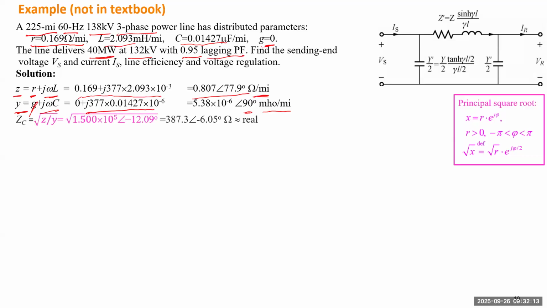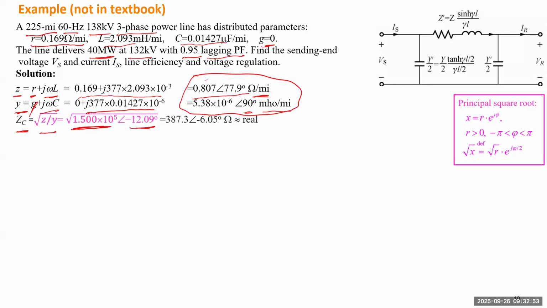First, we calculate ZC. ZC is called the surge impedance, and is defined to be the square root of the division of Z by Y. It's easier to calculate the division using the polar form. You first calculate the division of the absolute values and then the subtraction of the 2 angles. When you calculate the square root, make sure the magnitude is positive and the angle is within negative pi and positive pi.